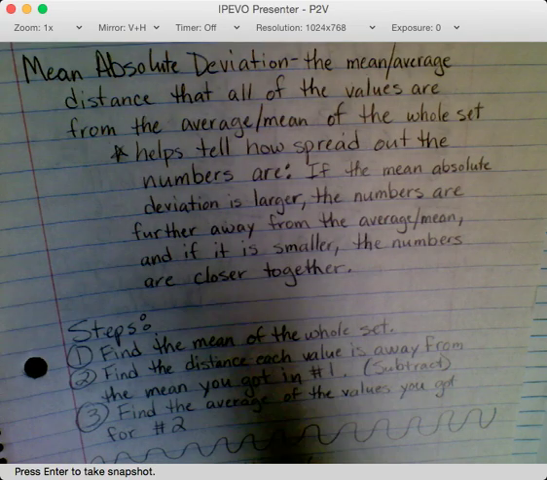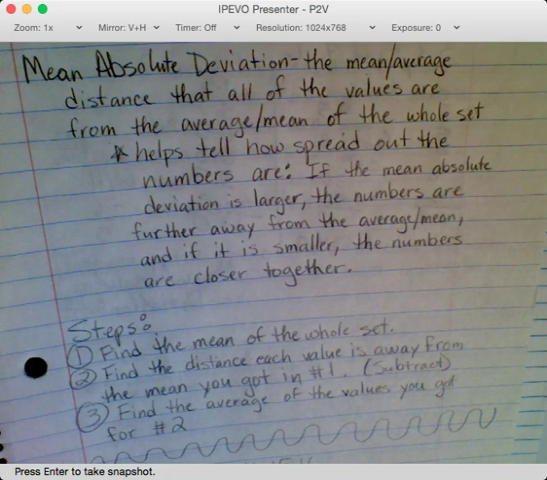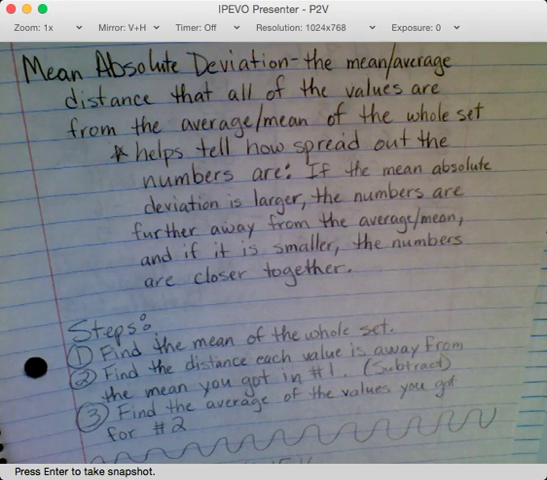First, I want to explain what the mean absolute deviation is. It is the mean, or the average, distance that all the values you're given are away from the average, or the mean, of the whole set. What this does is it helps you tell how spread out the numbers are. If the mean absolute deviation is bigger, that means the numbers are all farther away from the average, or the mean. They're farther away from that measure of center.